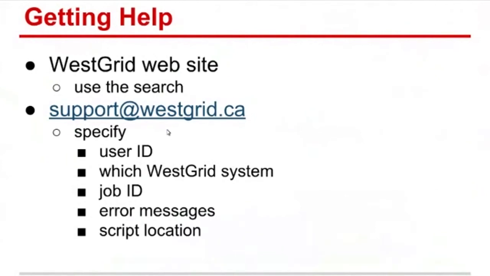Another way is just to send us email at support@westgrid.ca. When you do that, please make sure to specify your user ID, which WestGrid system you're working on, your job ID, error messages, and where your script is. We would like to know where the script is rather than what's in the script, because sometimes the script file itself is the problem and not the content.